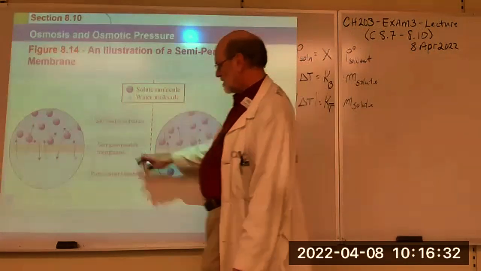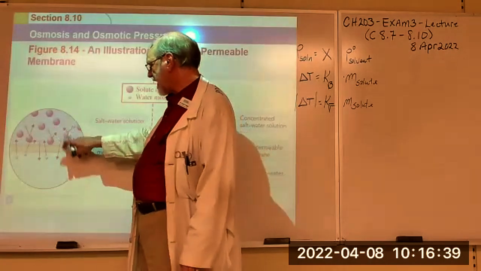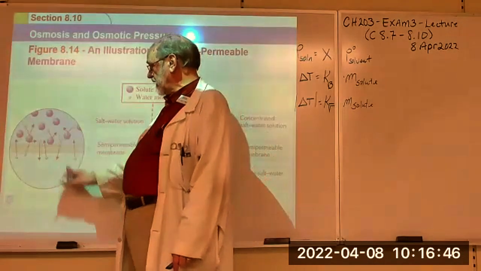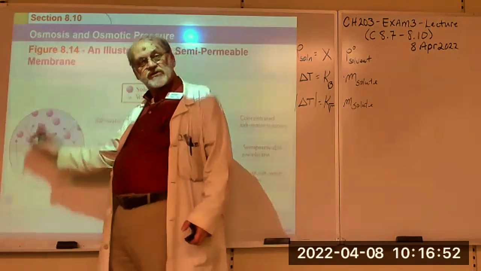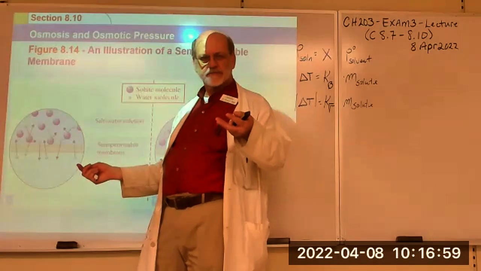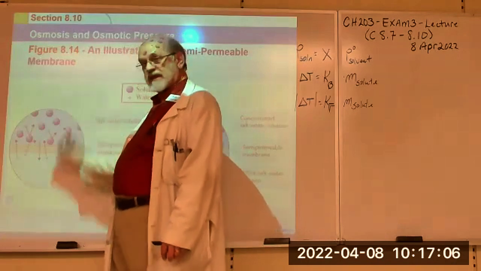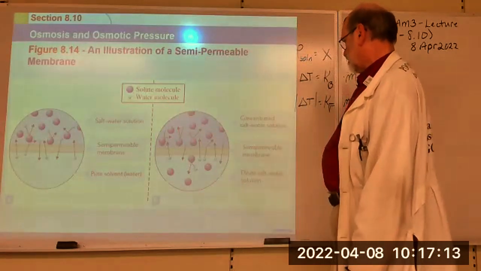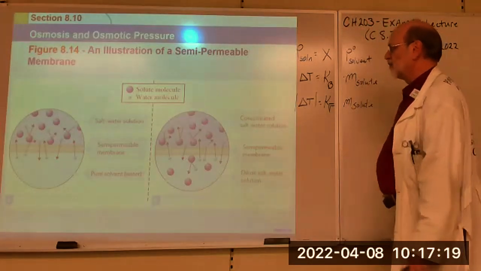Here's your membrane, and these ions can't pass through. But this is the water molecule, and it can go through. So it's going to preferentially go that way because there are more water molecules on this side impinging on the membrane than there are on the other side, similar to that discussion of vapor pressure. And as soon as you get enough water molecules going this way as that way, you're at equilibrium. Okay, so that's the basic concept behind osmotic pressure.